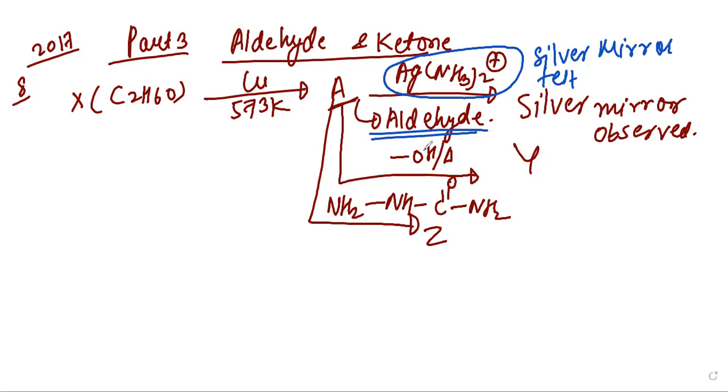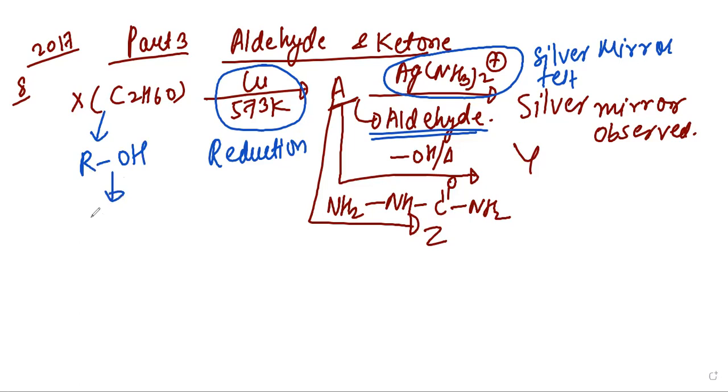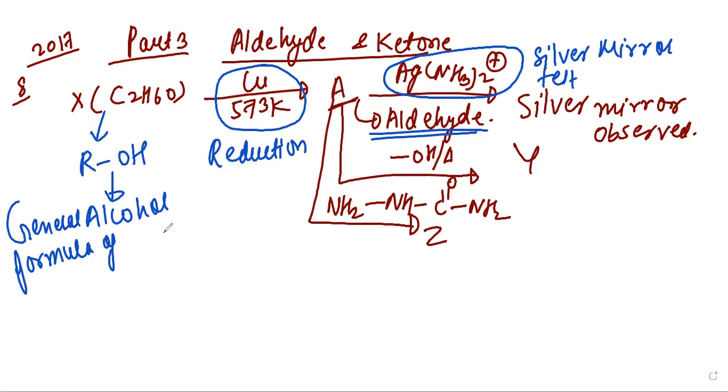So X must be an alcohol. Why? Because in the presence of copper it undergoes this change, so it must be an alcohol, whose general formula is ROH. It is converted to the aldehyde. And A on treatment with base followed by aldol condensation indicates A must be an aldehyde, not a ketone.